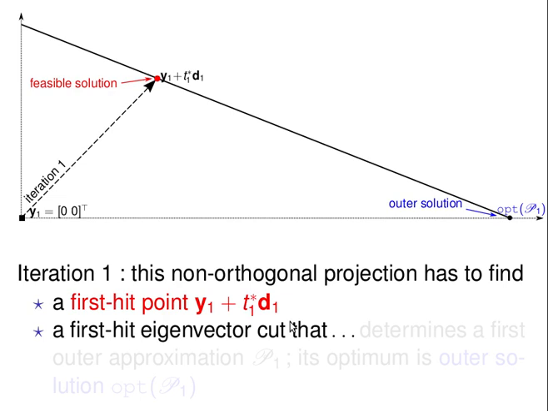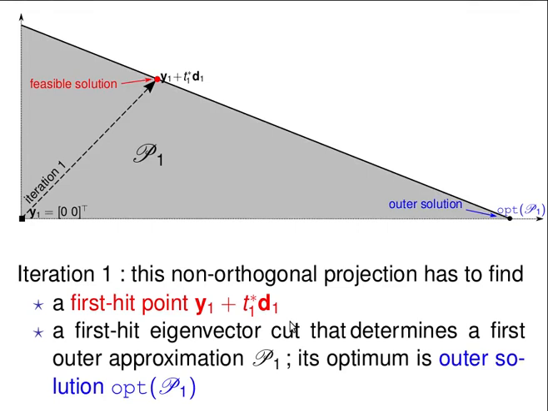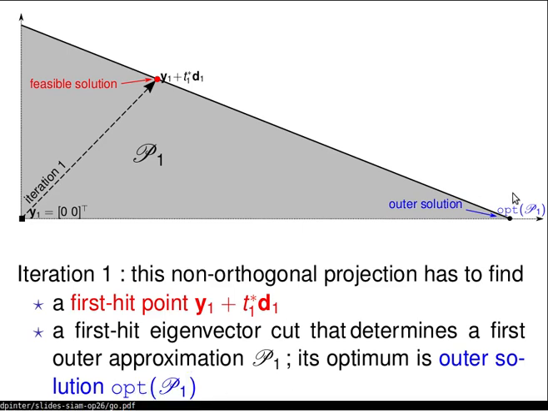And I also identify the wall where the bullet will stop. In our case, it will be a first hit eigenvector cut. That will help me determine a first outer approximation P1. Its optimal solution is called opt P1 here at the right. Now, my goal is to cut the gap between the outer solution and the feasible set of solutions which stay between this guy and this guy.